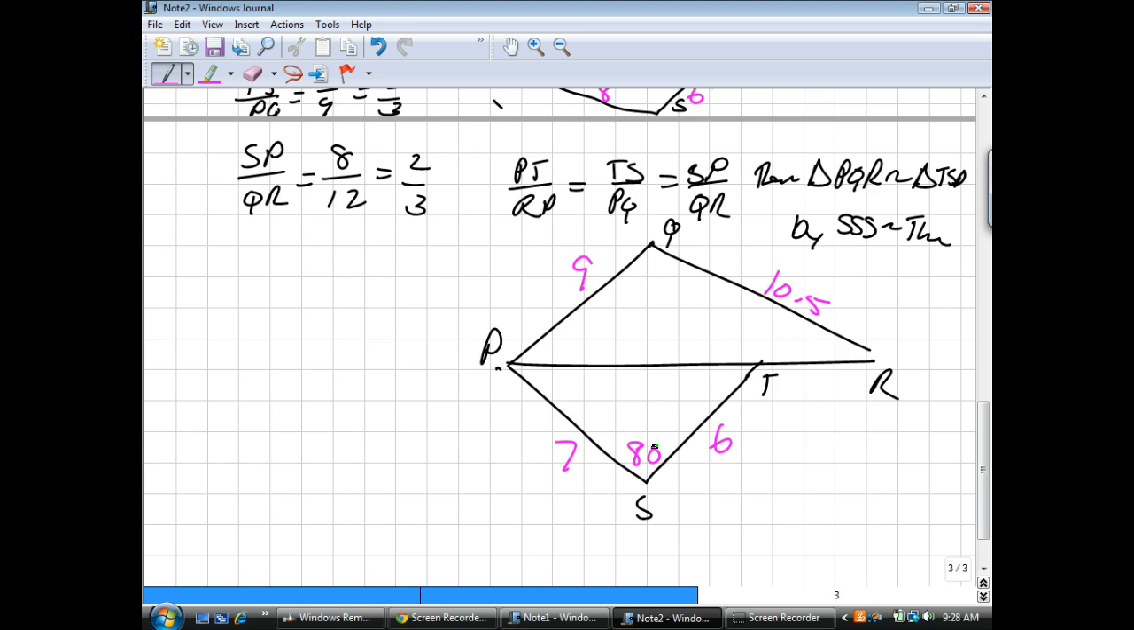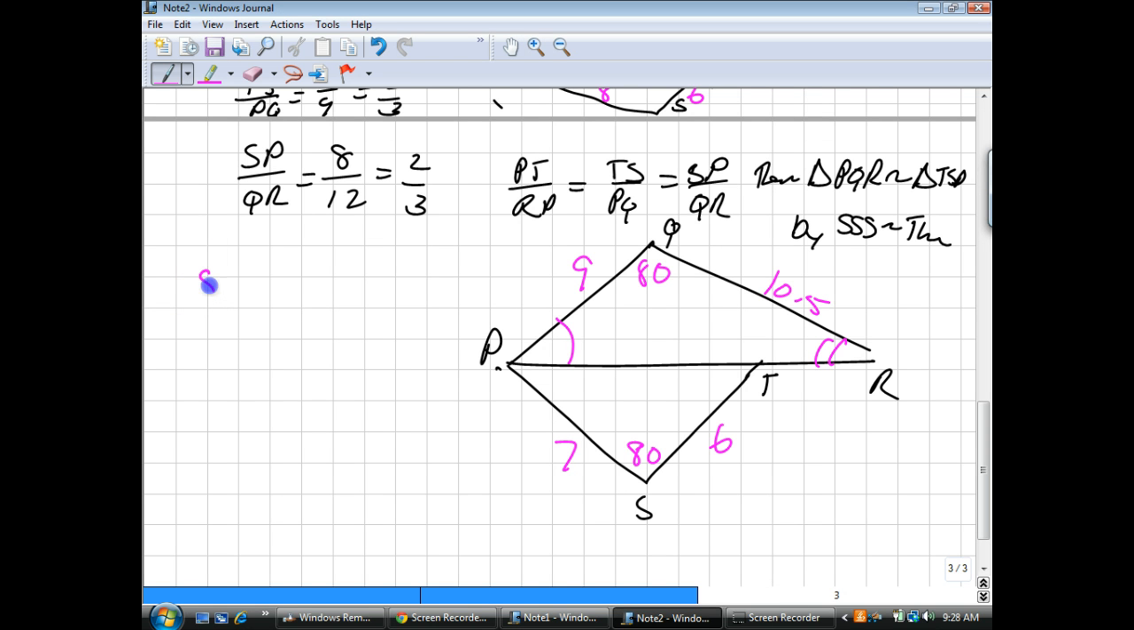And measure of angle QPR and QRP equal 100, so that means this one must be 80. Okay, so we know measure of angle Q and measure of angle S are 80, so then we have to show that the two sides that form that angle are in proportion.